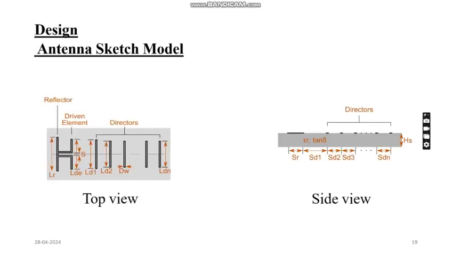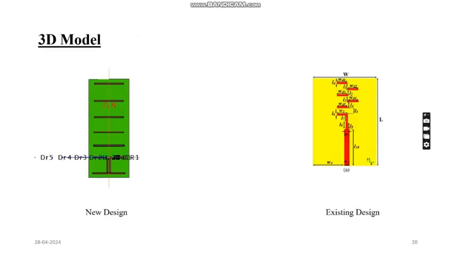And this is the design of the antenna, where the left hand side is the top view of the antenna. Totally, you can see there are 6 dielectrics and one reflector and dielectric. Each has 0.5 mm. And on the right side you can see the side view of the antenna. You can see the dimensions of everything. And it's a 3D model of the antenna.